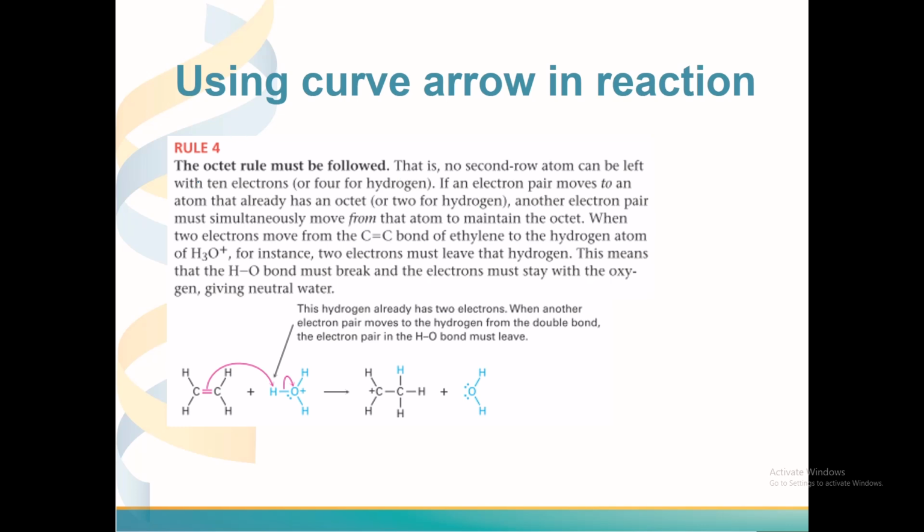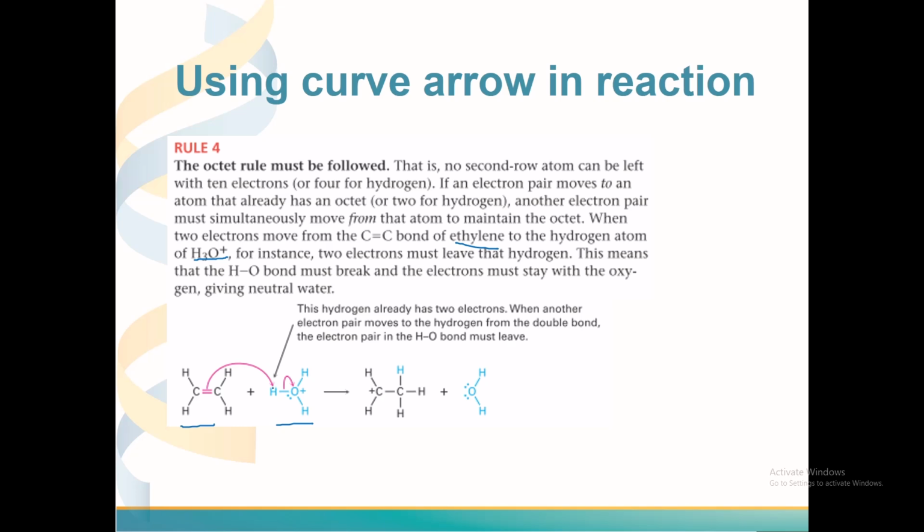In the fourth rule, the octet rule must be followed. That is, no second row atom can be left with 10 electrons, or 4 in the case of hydrogen. If an electron pair moves to an atom that already has an octet, or 2 for hydrogen, another electron pair must simultaneously move from that atom to maintain the octet. When 2 electrons move from the carbon-carbon bond, here in the example of ethylene, to the hydrogen atom of the hydronium ion, for instance, 2 electrons must leave that hydrogen.